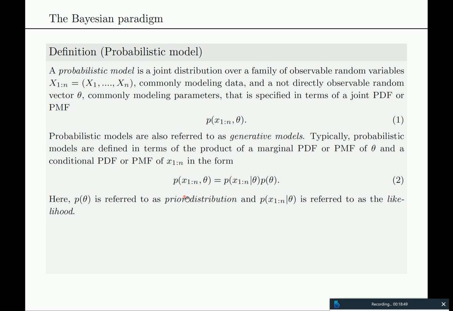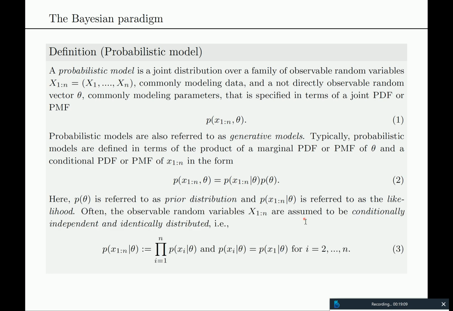The nomenclature hence is that this marginal PMF and this conditional PDF are often referred to as the prior distribution, which you could also call the prior marginal, and the likelihood, which you could also call the conditional probability density function. And another assumption that is often made, which is the same assumption as our IID assumption in classical statistics, is that the data are conditionally independent and identically distributed. This conditionally independent and identically distributed now means that the conditional distribution over all data points factors into a product of n conditional distributions over each individual data point, and these are usually assumed to be equal.